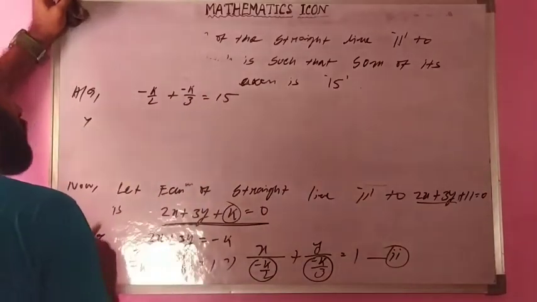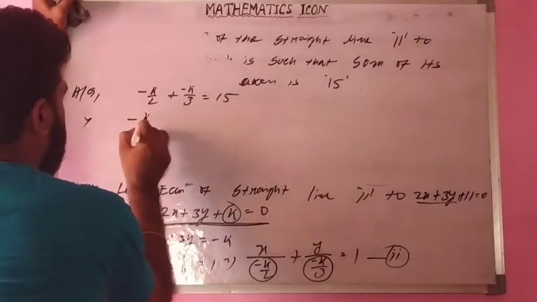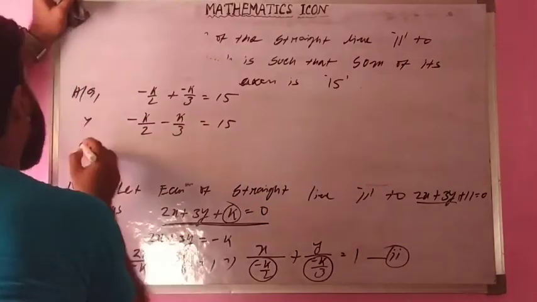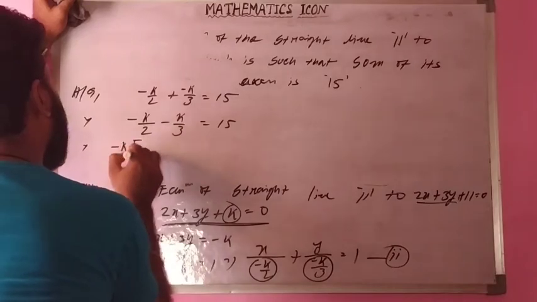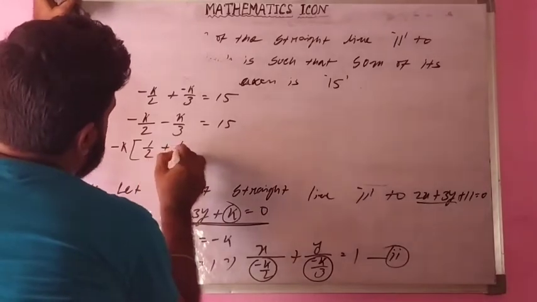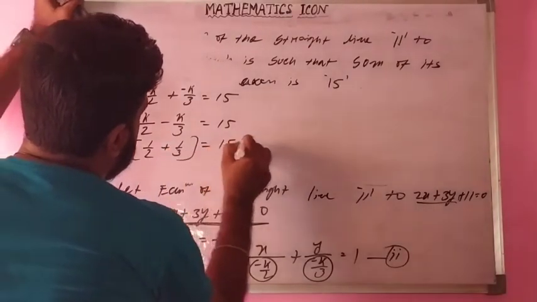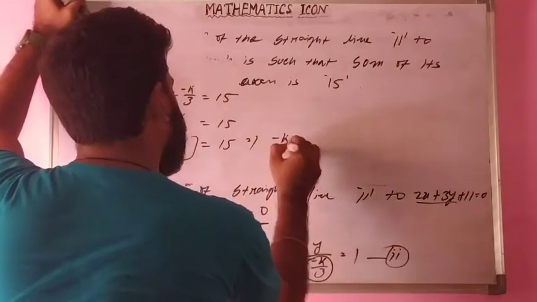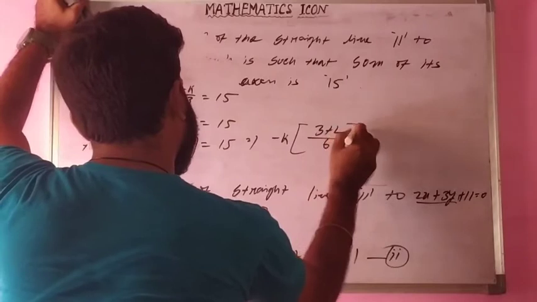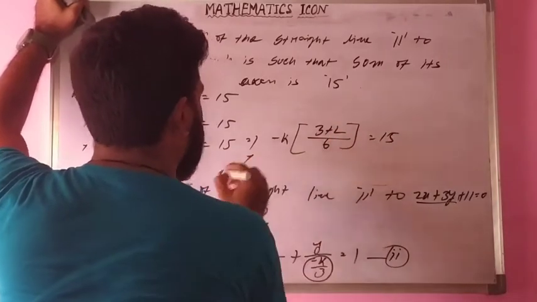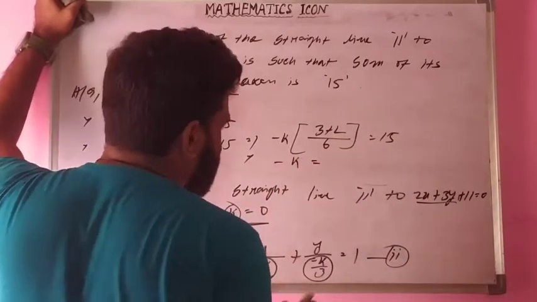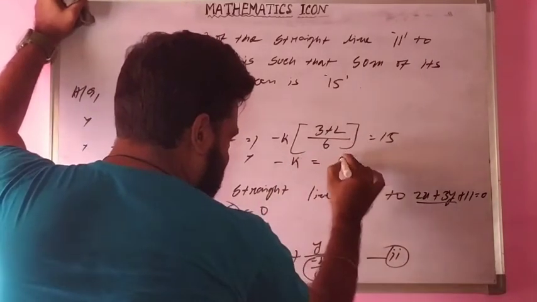Okay? Now you can see minus k by 2 plus minus k by 3 equals to 15. So minus k will be common. 1 by 2 plus 1 by 3 equals to 15. It means minus k times (3 plus 2) by 6 equals to 15. So minus k equals to 18.